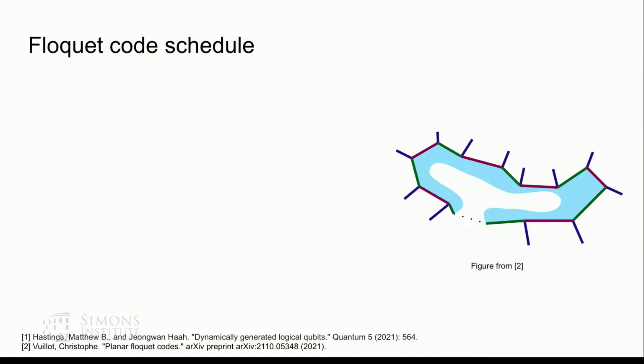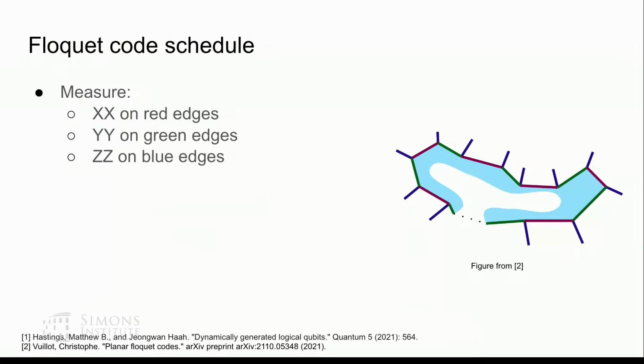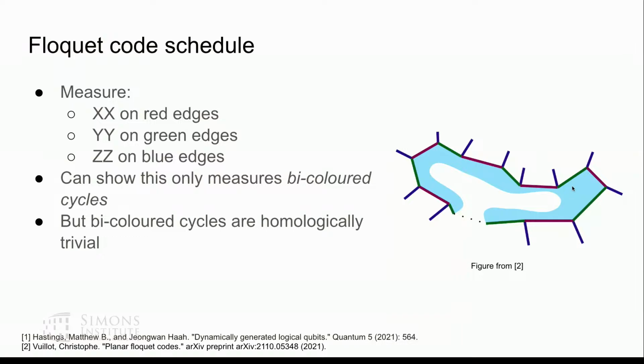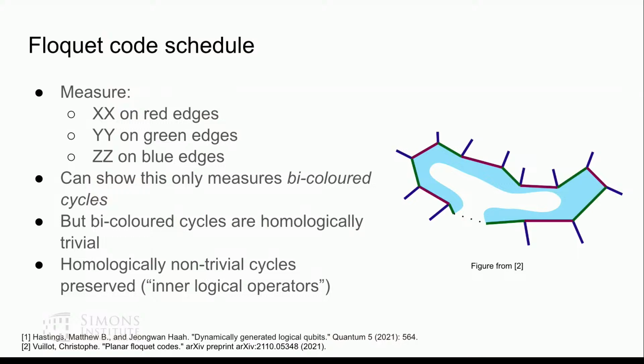And so the result of Hastings and Haah was to show that when you choose this Floquet code schedule, where you measure XX on the red edges and YY on the green and ZZ on the blue, it turns out you don't measure these logical degrees of freedom. And this figure from Christoph's paper is one explanation of why this is the case, because you can show that through the schedule, you only ever measure these bicolored cycles, over here, for example, red-green and red-green edges. And so these bicolored cycles are by definition homologically trivial. And so therefore, the homologically non-trivial cycles are preserved, they're not measured.